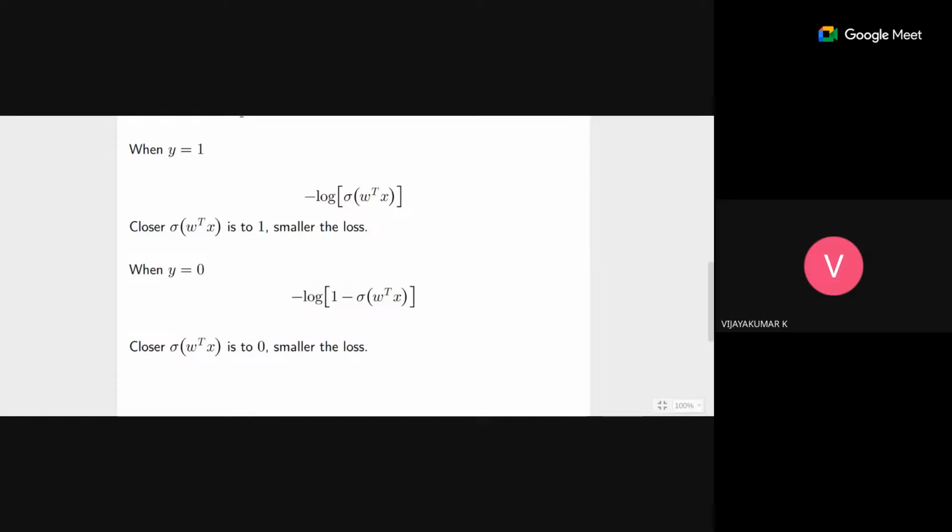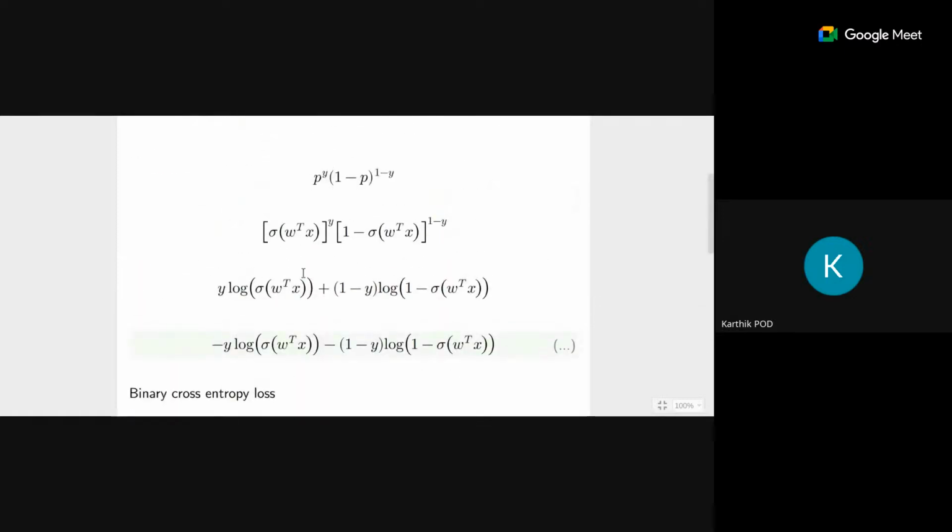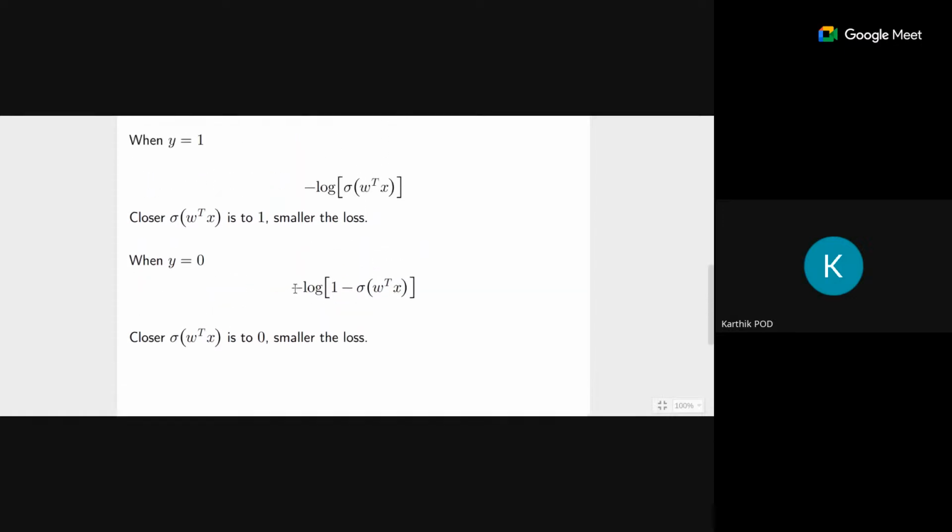Sir, is y plus 1 or minus 1 now? How is it 0? Here in this formulation, we are taking the labels to be 1 and 0. We'll soon transition to 1 and minus 1. Okay, sir.